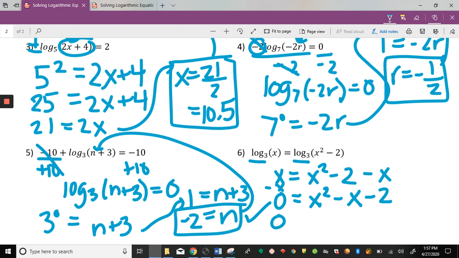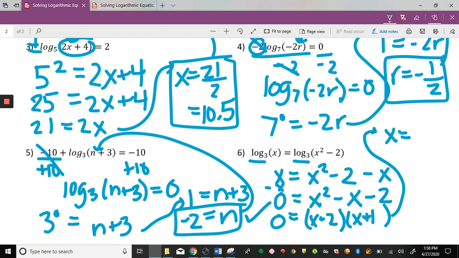So how do I solve that? Well, you can use your factoring techniques. This factors to x minus 2, x plus 1. Use your 0 product property, and you get x equals 2 and x equals negative 1. So we actually have 2 answers here as long as both of them, when you plug them in for this x and this x here, do not give you 0 or negative. So let's try the 2 out first. Log base 3 of 2, that's okay. Log base 3 of 2 squared is 4 minus 2, that's 2. So that one works. What about the negative 1?